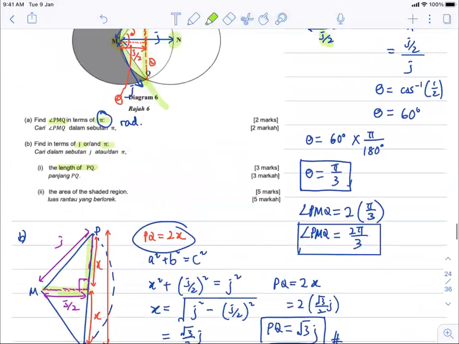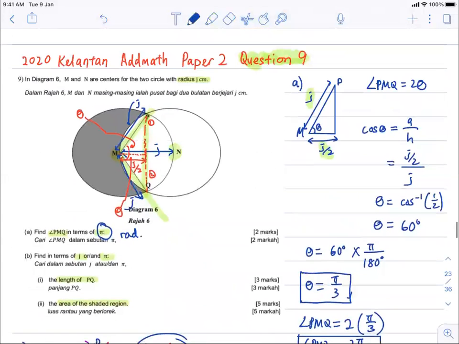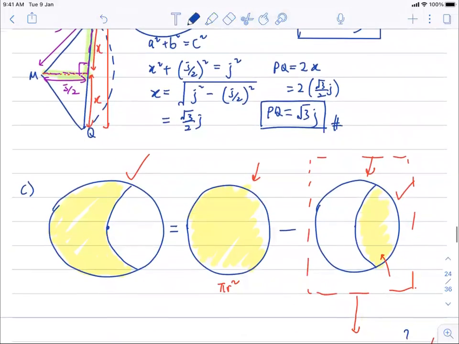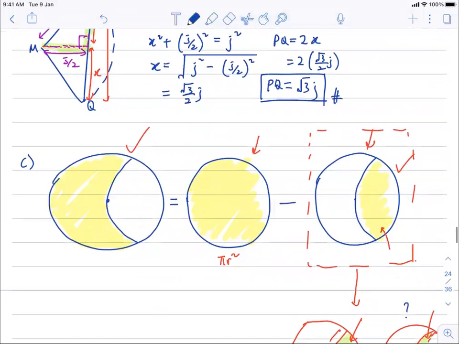Okay, now let us move on to part B2. Find the area of the shaded region. I've drawn some diagrams over here for this part. As we can see, this is the area of the shaded region. We cannot find the area of the shaded region directly, so we can actually use this method.